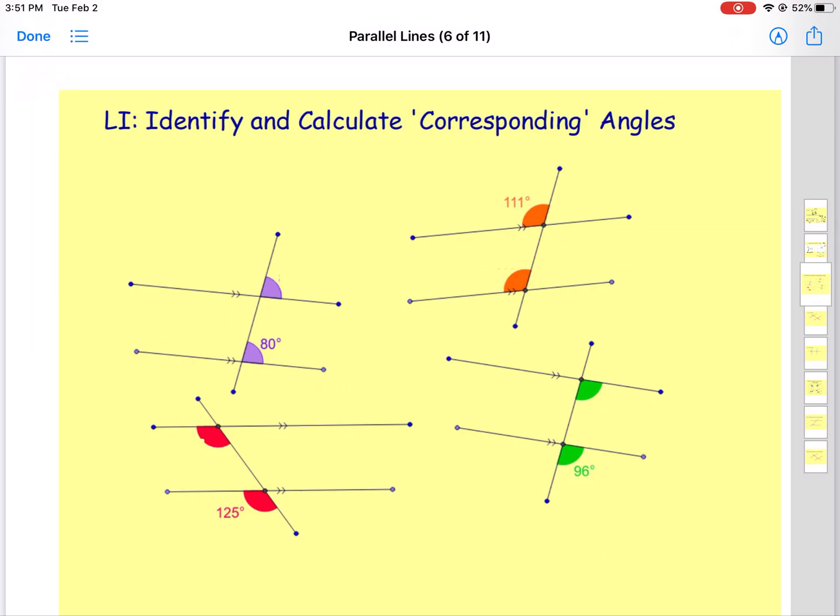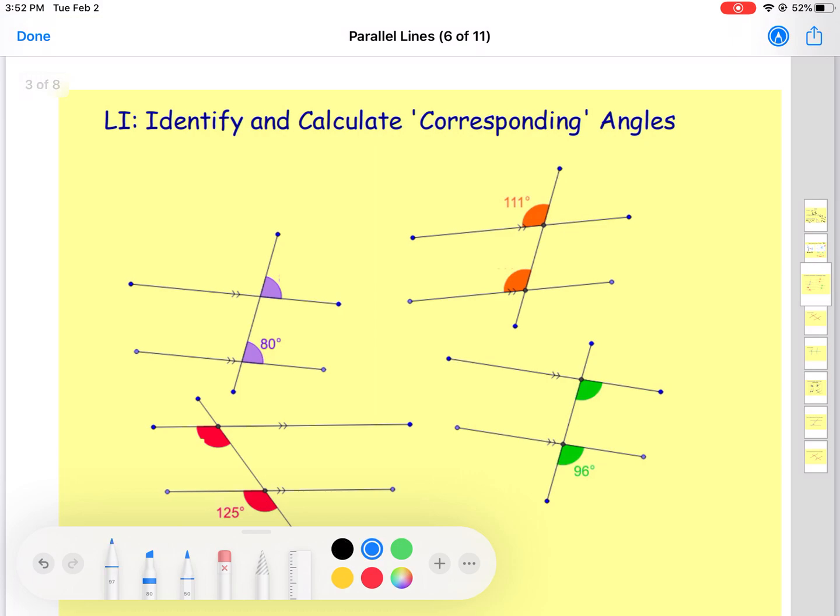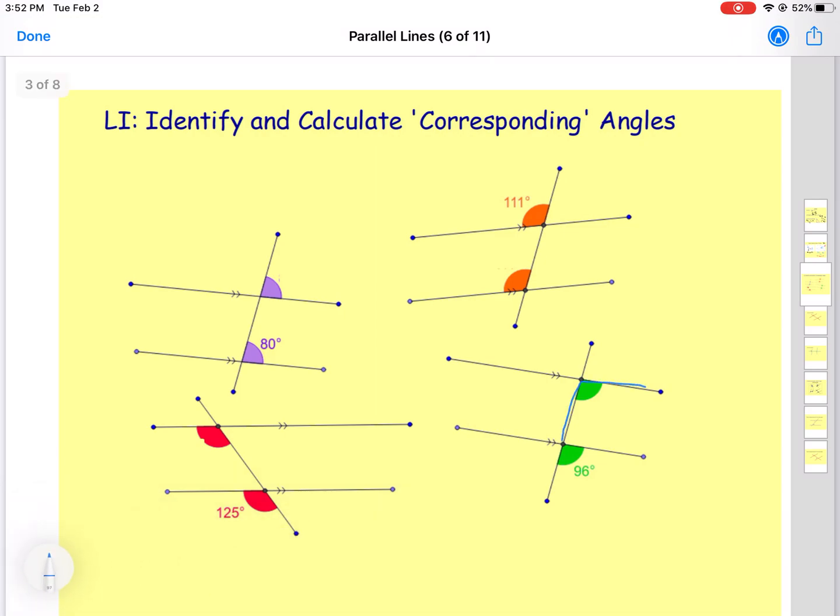So the first thing we're going to do is to identify and calculate corresponding angles. Now these are angles that form F shapes, and two angles that are contained within an F shape. Now this one down the bottom right seems like the most F looking shape. The two angles there that are marked in green have to be the same size as they are contained within the F. Down the bottom left, we have got an F shape that is backwards, but it's still an F.